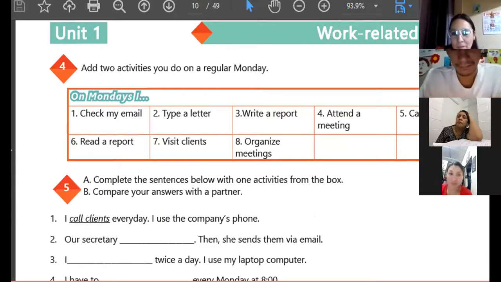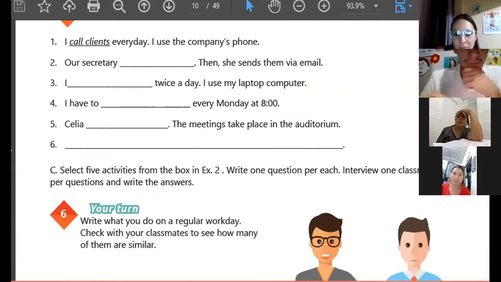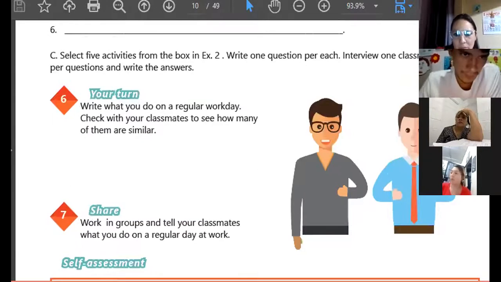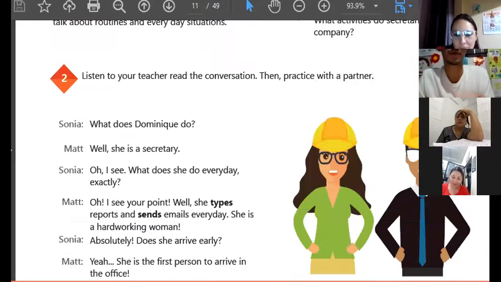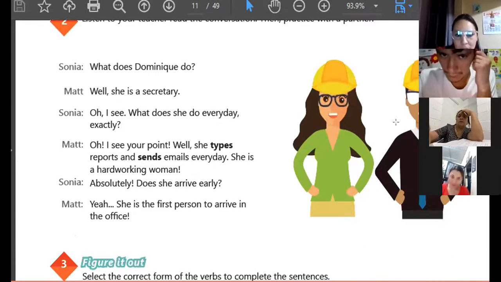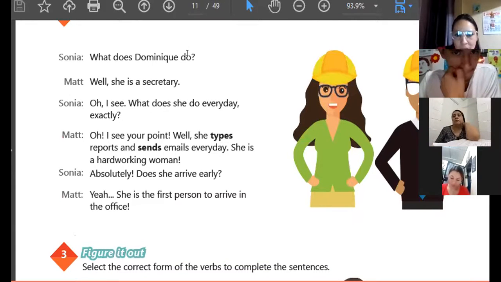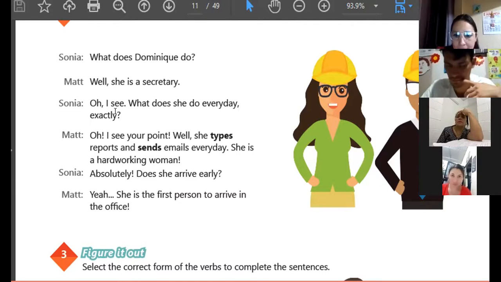I want you to go to the manual. And we're going to learn to answer this question: What do you do? And what does she or he do? Okay? So in this case, we are going to practice this conversation, Sonia and Matt. If you see, this is on page 11, okay? We are on page 11. I'm going to read it and then we are going to practice it, okay?